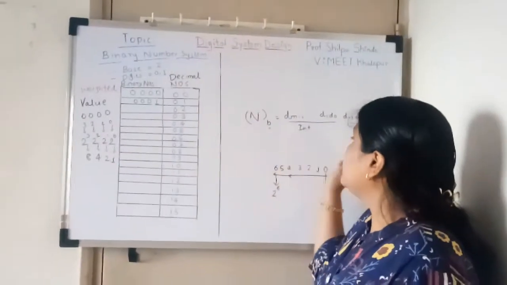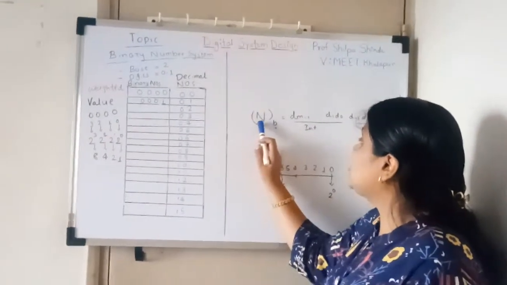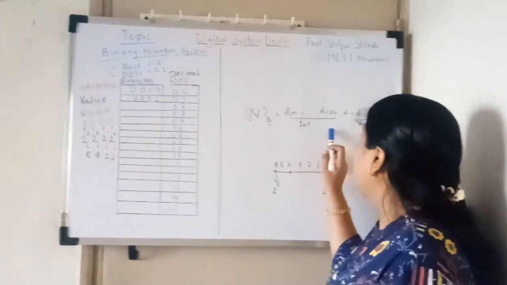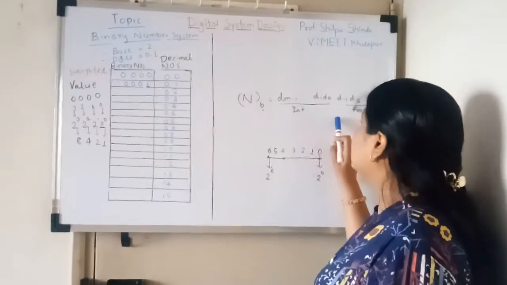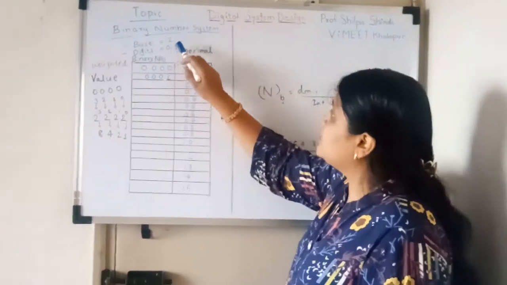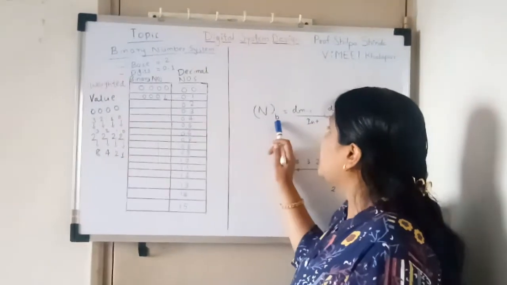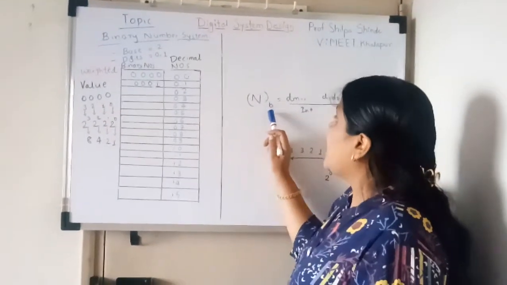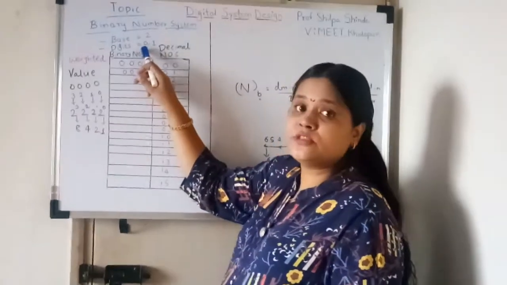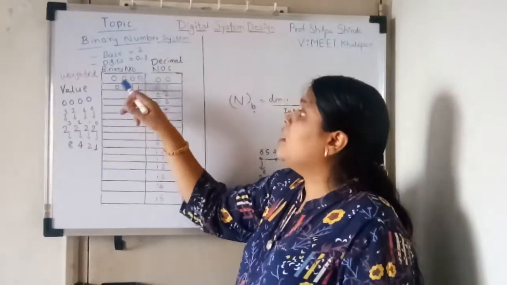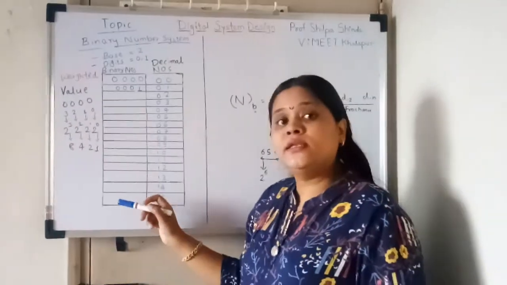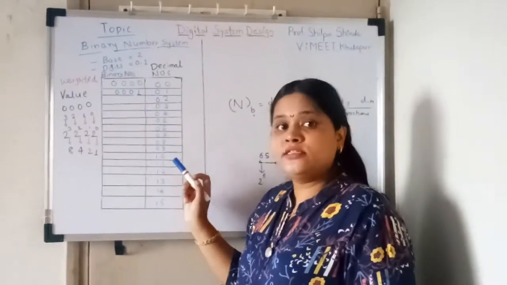So we have seen the formula N of b, that is the number to the base, where this is the integer part of a number, the whole part, this is the radix point, and this is the fractional part. Now the binary number system is a number system which has the base value 2, and as the base value is 2, the digits available in the number system are 0 and 1. So we will find out how to calculate the equivalent decimal number of a binary number.